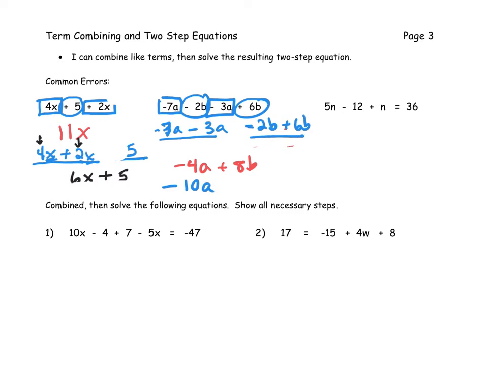And here with the b's, if I have negative 2b plus positive 6b, that's going to be a positive 6b. So this is the answer that we want. And by far, the most common error when combining like terms are the signs. So now let's see, in our last example, what might be a common error.